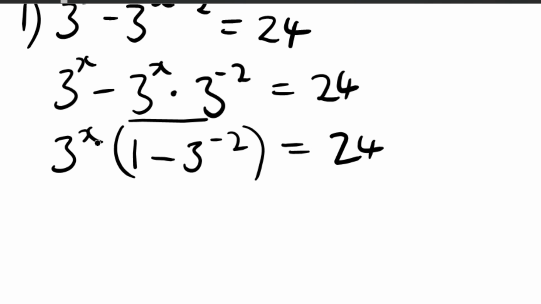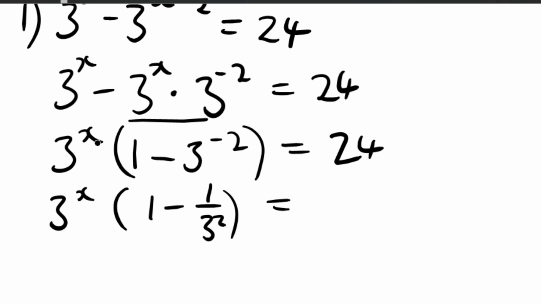Now this is just a constant that we can divide by on both sides. We solve for 3 to the power of x first, and then we can solve for x after. Let's write this constant as 1 minus 1 over 3 squared, which is 9, and this equals 24.